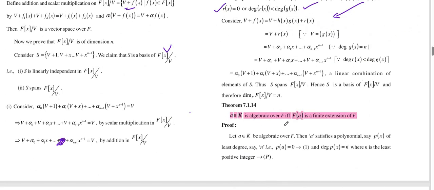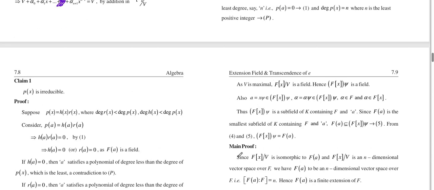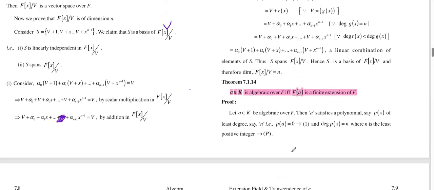So now we'll give the proof of this. Even here we need to have certain claims and then only give the main proof. You consider a to be algebraic. The definition of algebraic, we already mentioned, is that it should satisfy some polynomial. Algebraic of degree n means it should satisfy a minimal polynomial or irreducible polynomial of degree n. So here we just consider it to be algebraic.